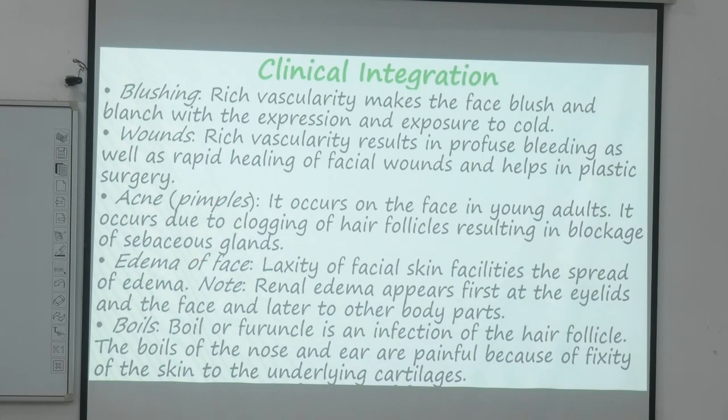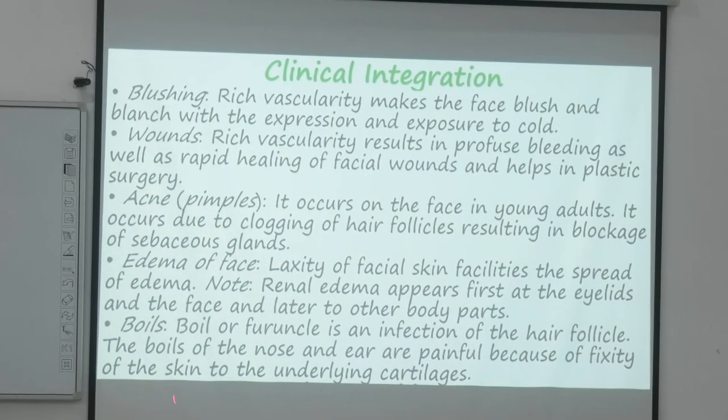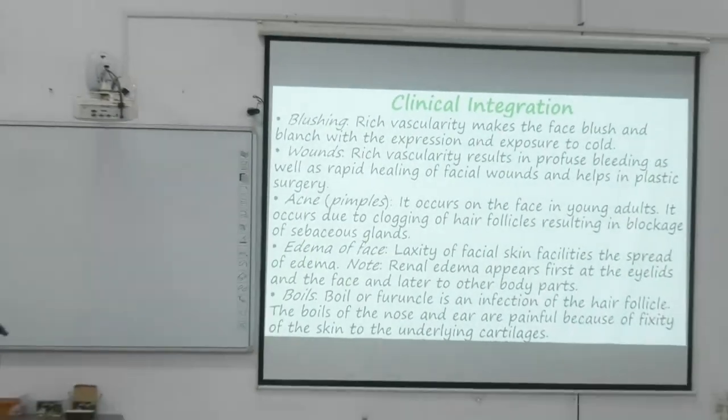Acne or pimples, how does it occur? It occurs on the face in young adults due to clogging of hair follicles, resulting in blockage of sebaceous glands. Okay, so this is the mechanism of acne. The face is also an early site of edema. Renal edema first appears in the eyes and the face, and later in other body parts. Okay, boils or furuncles are an infection of a hair follicle. Boils of the nose and ear are painful because of fixity of skin to the underlying cartilages. Okay, these are the common clinical aspects of the face.